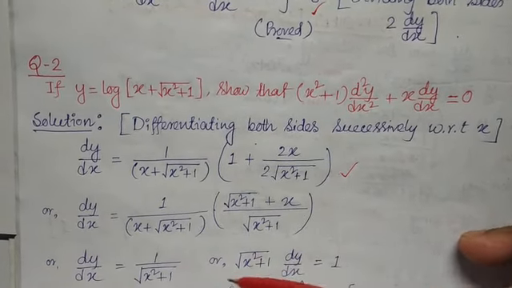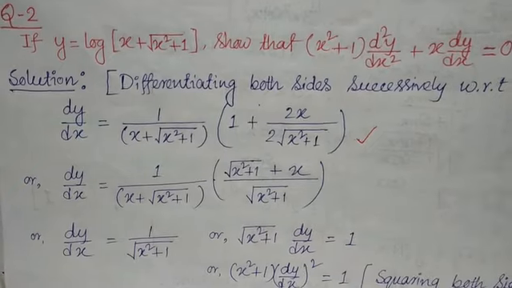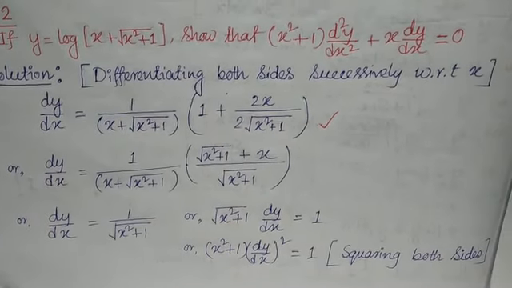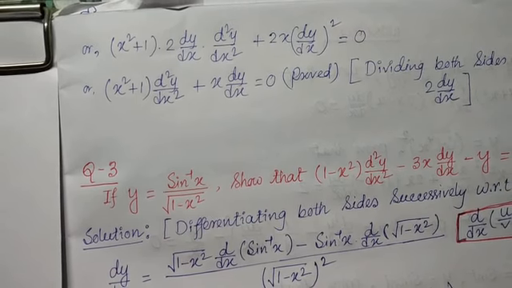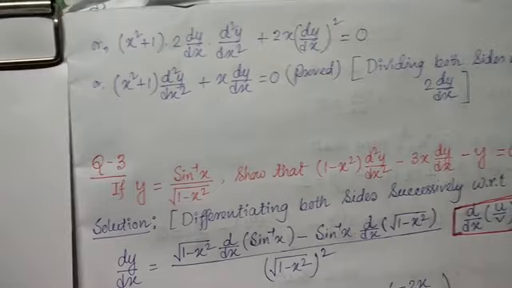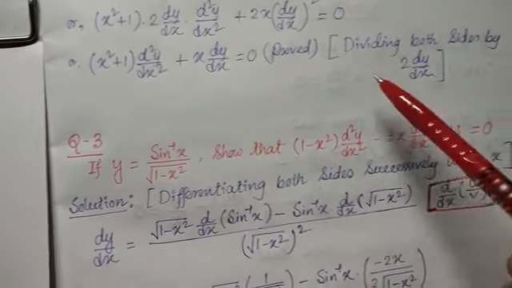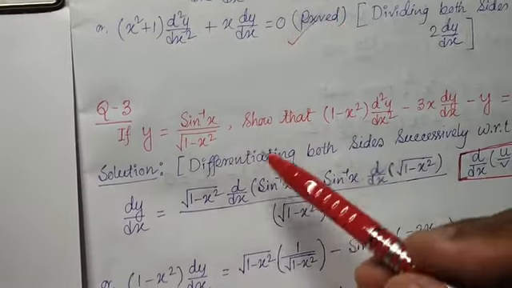And this same step, the denominator you have to write on LHS and then square both sides. This has come. Now this is the next step. So after simplification, that means same, you have to divide both sides by 2 dy/dx. This is the answer. So see the next question.